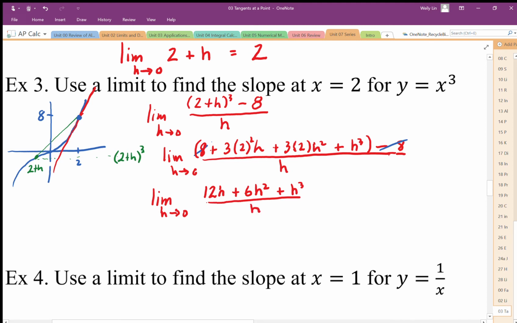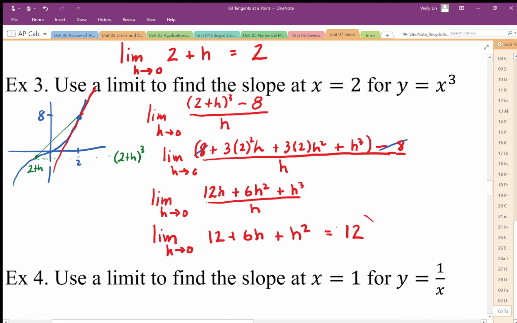Okay, so then I can cancel out some h's there. So I get the limit as h approaches 0 of 12 plus 6h squared divided by h is 6h, plus h cubed divided by h is h squared. Okay, so then I can now evaluate this limit. I can plug in h is 0, and I get a slope of 12.